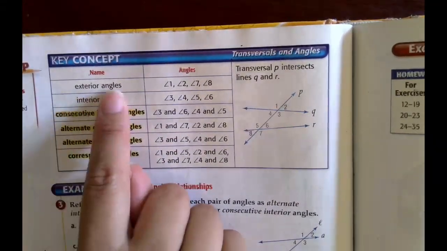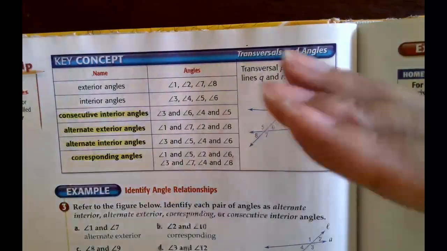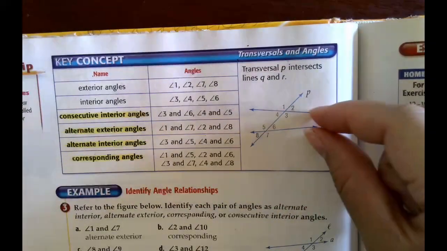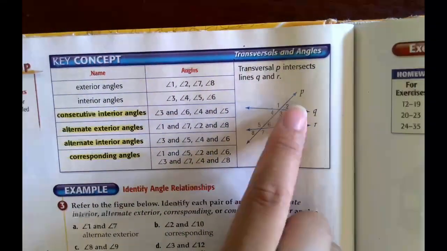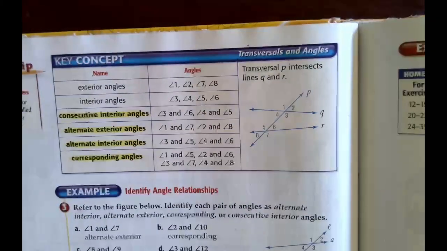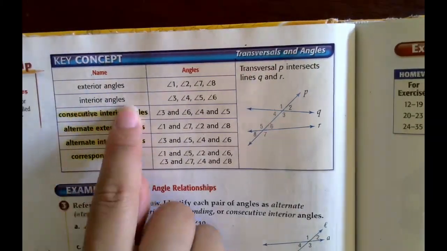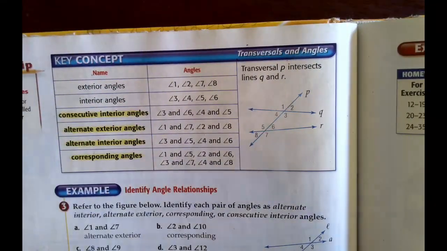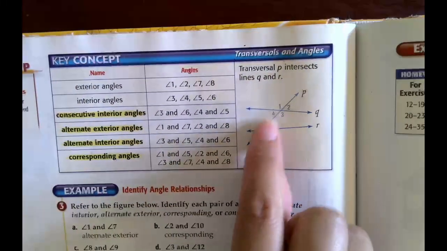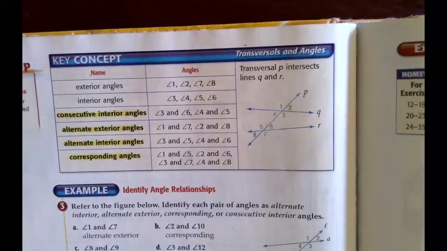Exterior angles are going to be outside of the pair of lines. So this is outside of Q and R, which is why it's angles 1, 2, 7, and 8. They are outside of the pair of lines. Interior is inside of the pair of lines, so that's why it's 3, 4, 5, and 6.